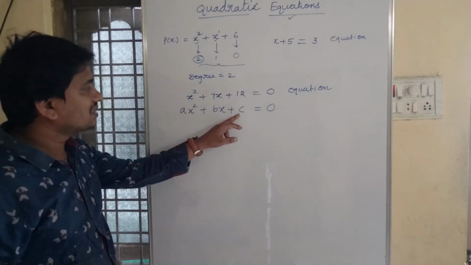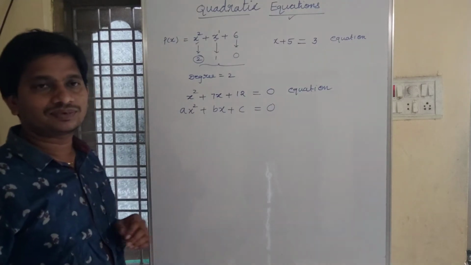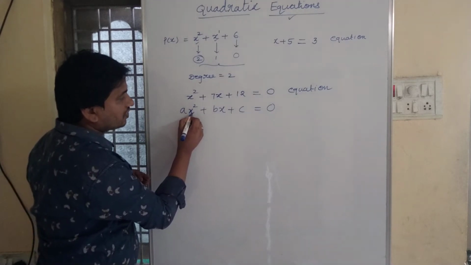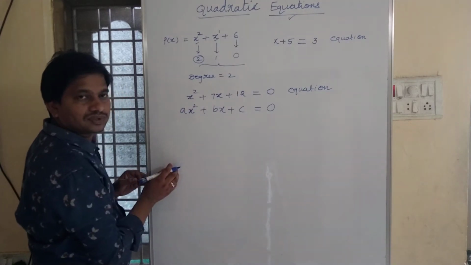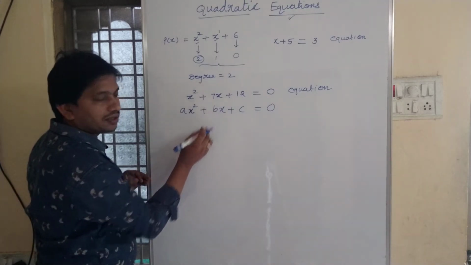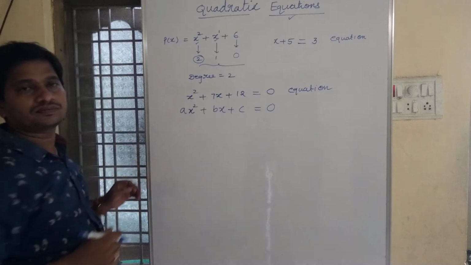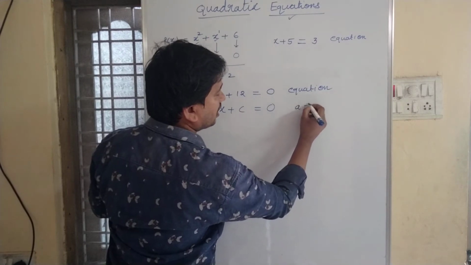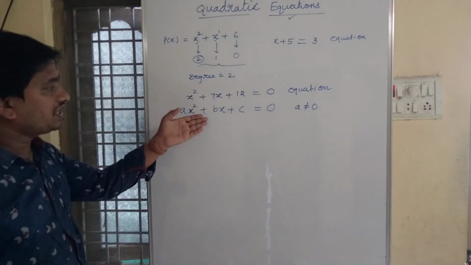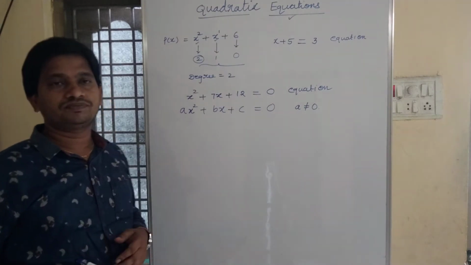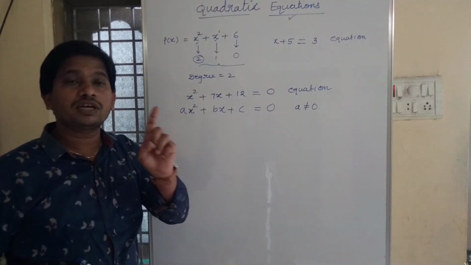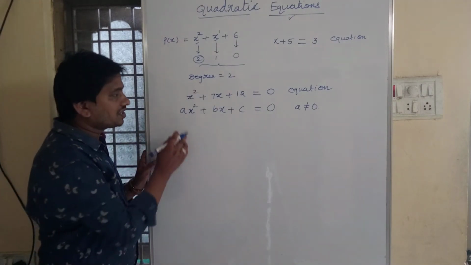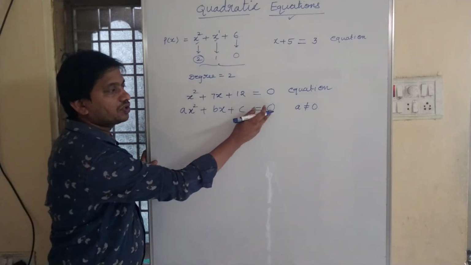Here a, b, c are real numbers, and here the coefficient of x square is a, and the coefficient of x is b, and this c is called the constant, and a is not equal to 0. Here a is not equal to 0, but b and c can be 0, but a should not be equal to 0. So what is the general form of a quadratic equation? The general form of a quadratic equation is ax square plus bx plus c equal to 0.